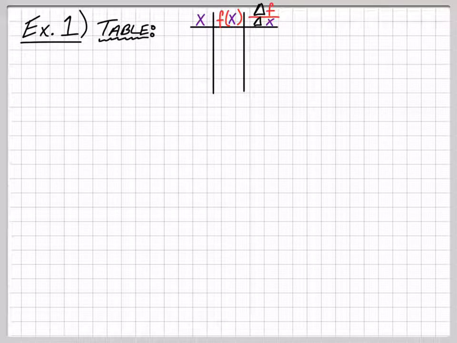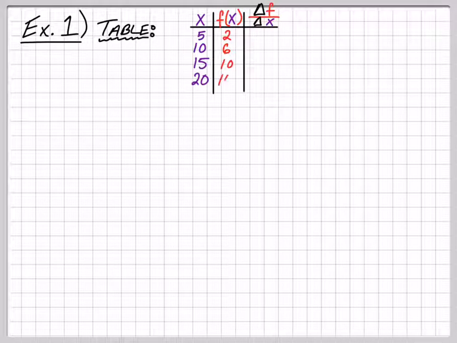And for my x values, I'm going to pick some easy numbers here. How about 5, 10, 15, 20? Those will be my inputs. And then the outputs that go with those, 2, 6, 10, and 14. So I didn't give you a formula for this function. I didn't give you a graph. All you've got is a table. And really I want to know, is this a linear function? So you've got 1, 2, 3, 4 points here. Is this going to be a linear function?